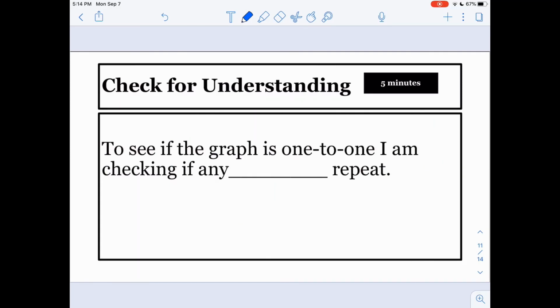Let's check for understanding real quick. To see if the graph is one-to-one, I am checking if any blank repeat. Take 30 seconds to fill in the blank. The answer should be, we're checking to see if any y's repeat. I would have also accepted output or y values as the answer.